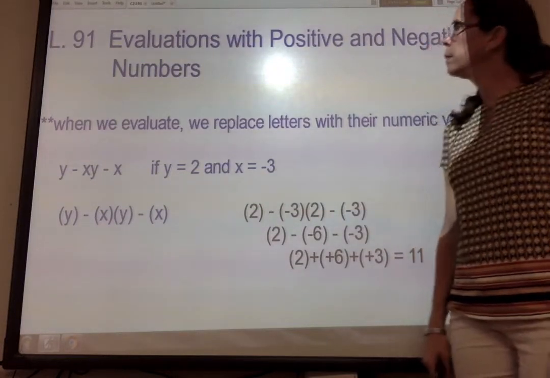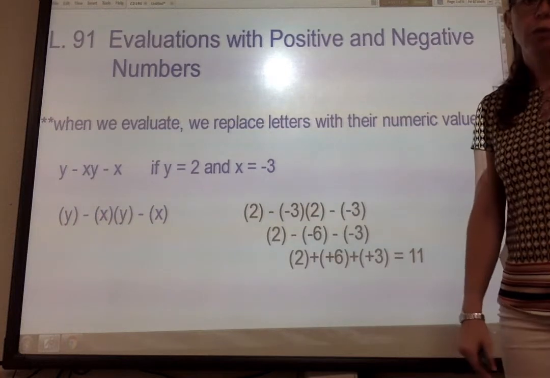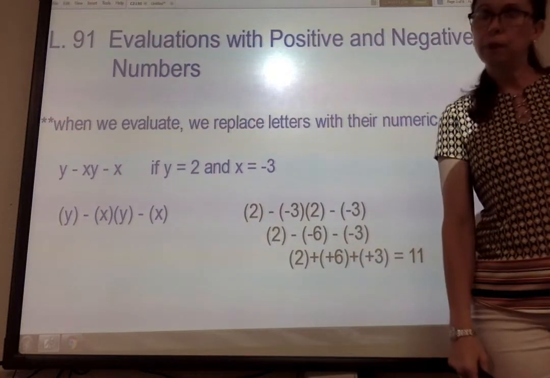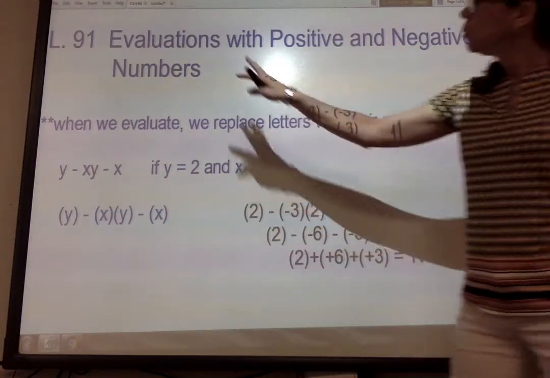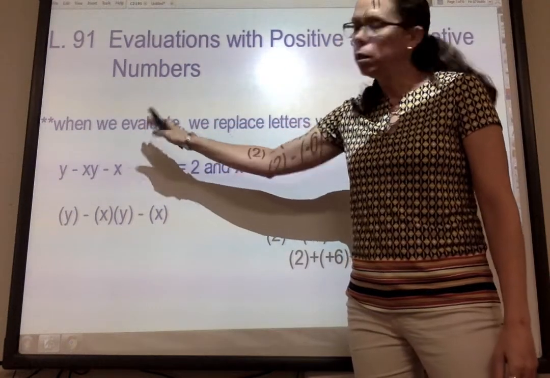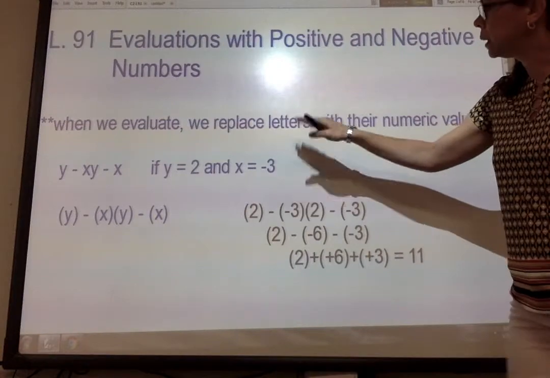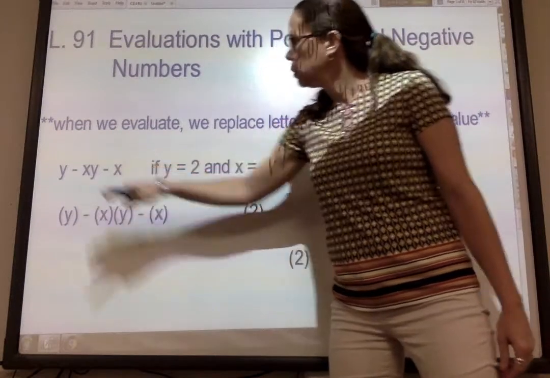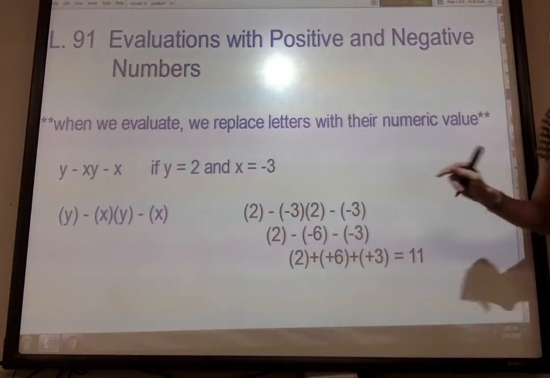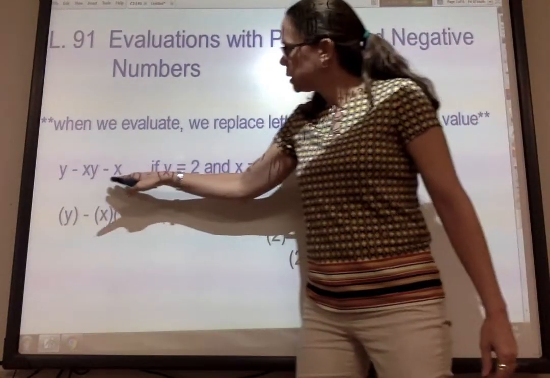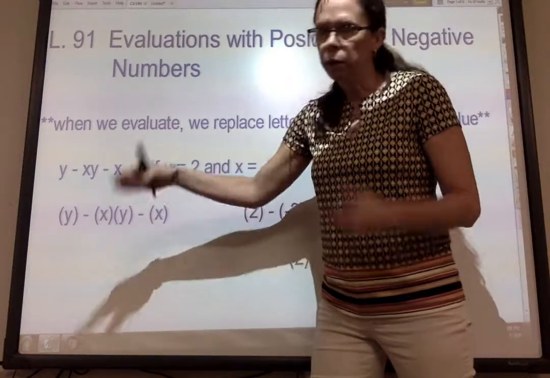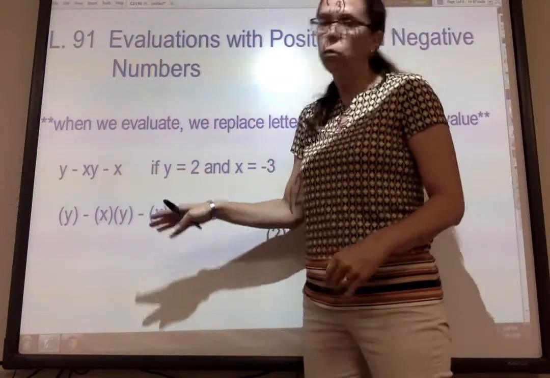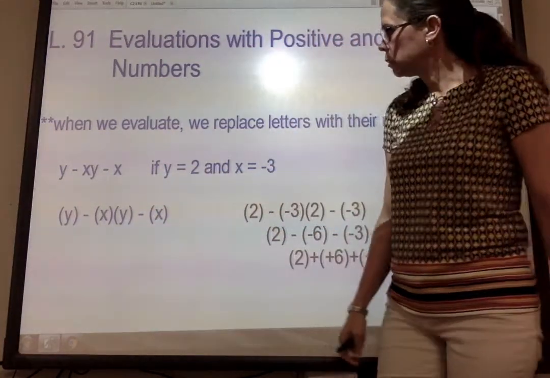And this lesson is about evaluating expressions where we have positive and negative numbers that we are going to be replacing our variables with. When it gives our instruction to evaluate, all it means is that we're going to replace the letters in our expression with their numeric value. In this case, it's going to tell us x equals something and y equals something. So wherever we see an x, we're going to give it that value. Whenever we see a y, we're going to give it the value they give to us, okay?